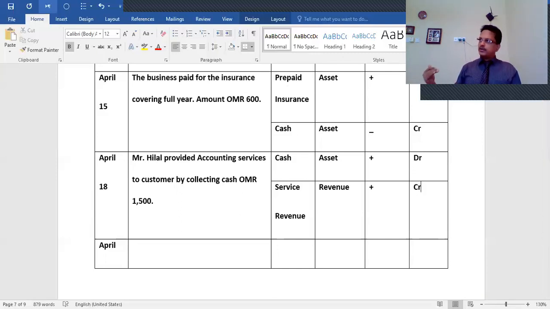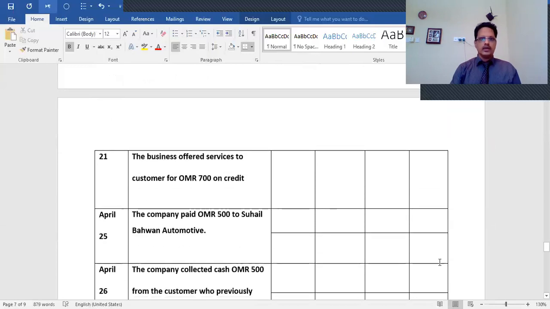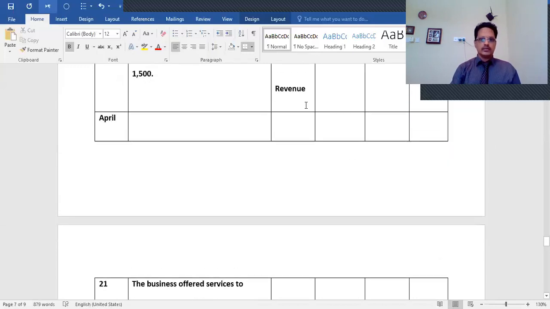You know the second part of the rule: liability, equity, and revenue, when they increase, it will be credit. When they decrease, it will be debit. So these are the things. Now we'll go to the next one.